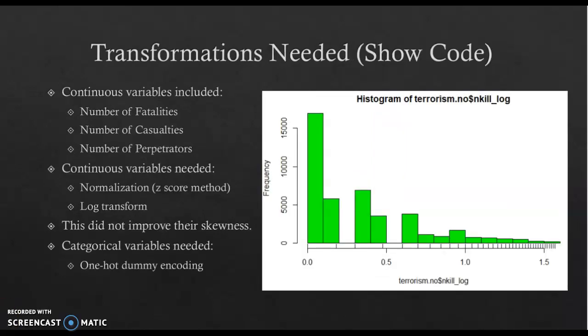The continuous variables, which included the number of fatalities, casualties, and perpetrators, among others, needed two types of transformations. They needed normalization through the z-score method as well as a log transform. This is a histogram of the terrorism fatalities variable. Even after the log transform, we don't have normal distribution, and this did not improve the skewness. The categorical variables, on the other hand, needed one hot dummy encoding.